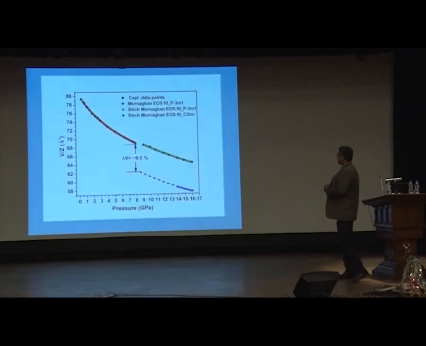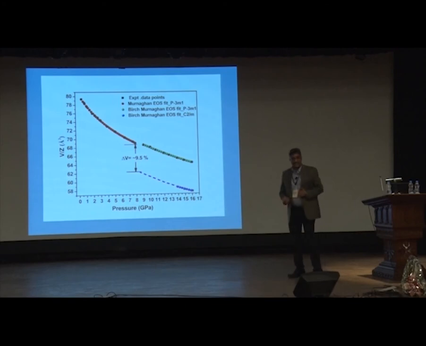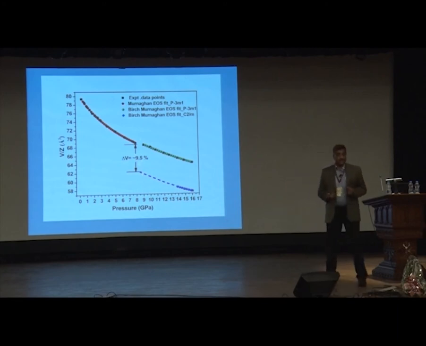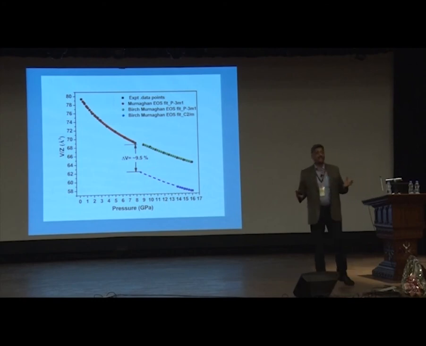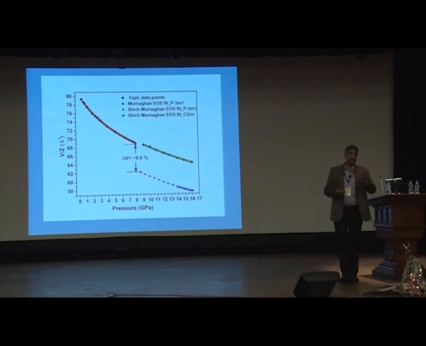And now, if you go back and plot your equation of state, it is very difficult to decipher at lower pressures, but if you extrapolate this data, you can see that there is a 9.5% change in volume in this system, and you see a phase transition. So the first surprise was that indeed this system is having a phase transition. And that was counter to what the calculations had said.